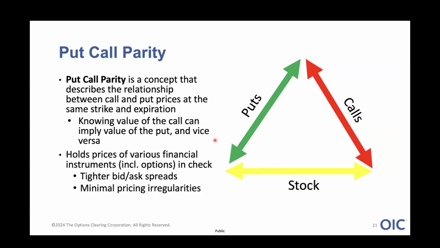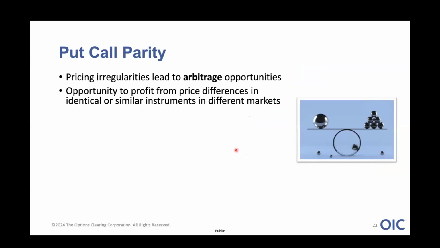Because of this relationship, it holds various financial instruments in check, and it allows the market to be priced somewhat efficiently. You're not going to see a lot of pricing irregularity. So let's look at a really basic example. If there was an irregularity in the market, one was really cheap and one was really expensive, the market would buy the cheaper one and sell the more expensive one until those prices got more in line.